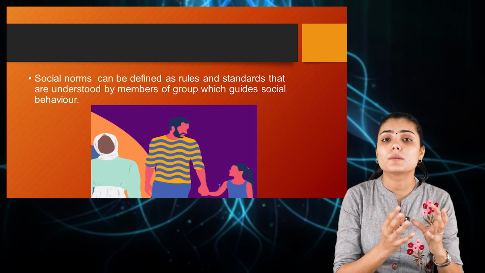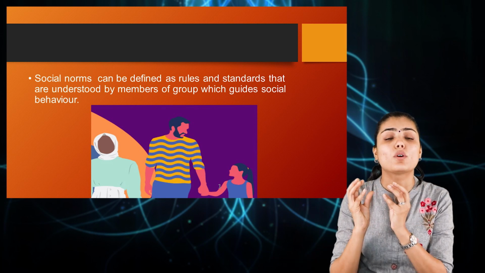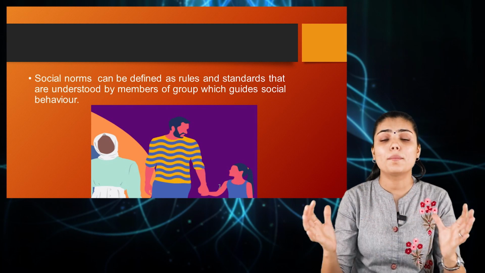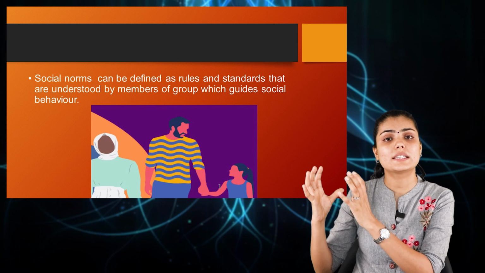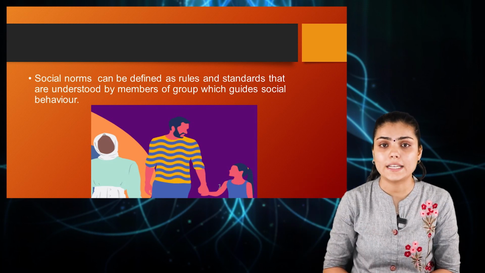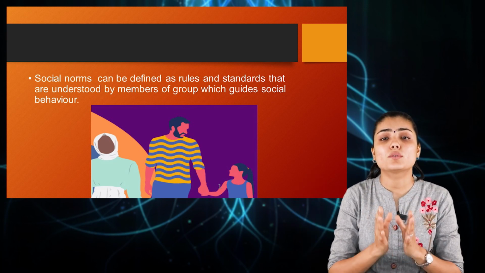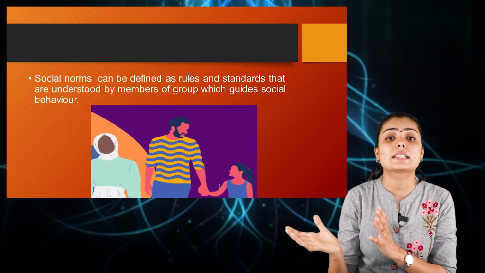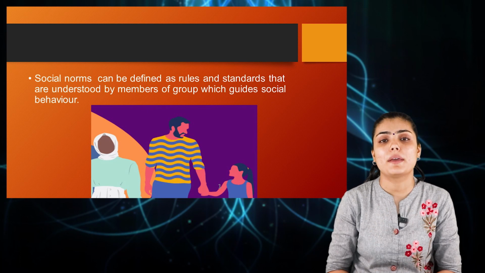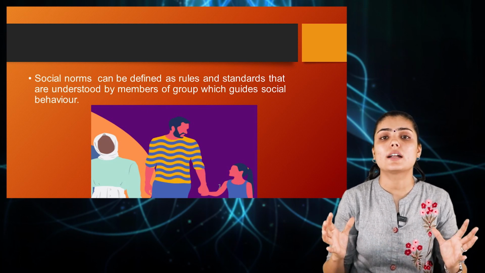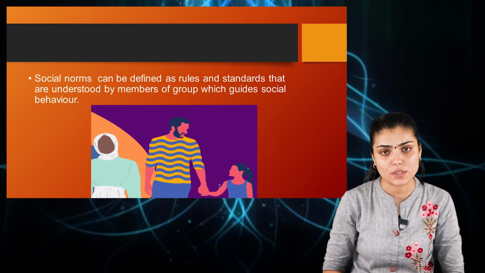So, social norms are a set of rules or standards which guide members of a society to follow a certain set of standards. Now, here you have to understand that social norms are not something imposed by law. They are understood by the members of the community, or by the members of the society.